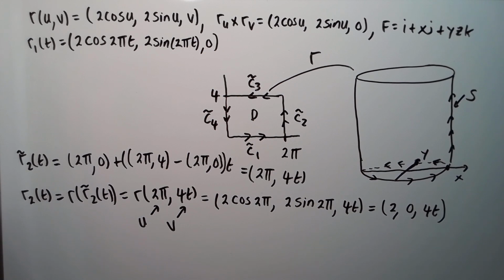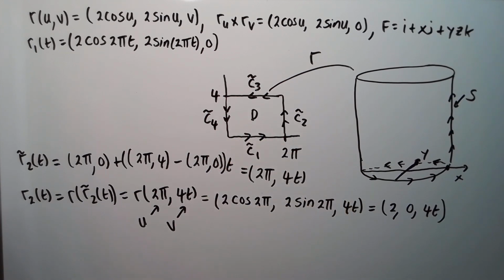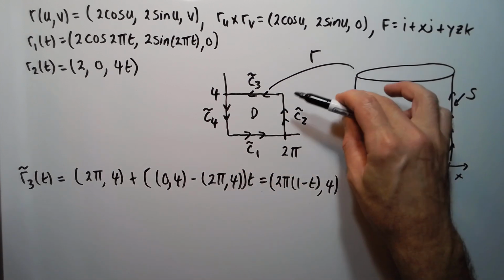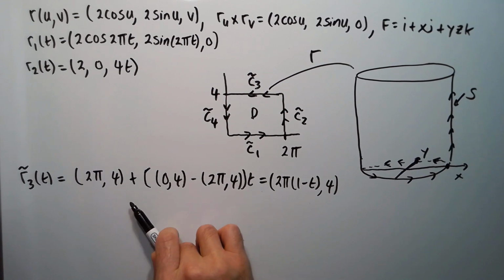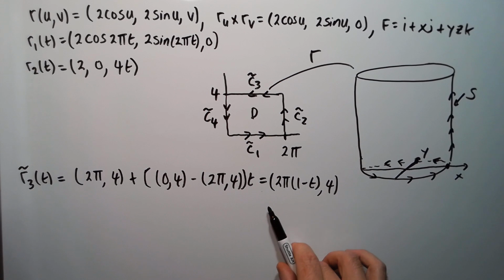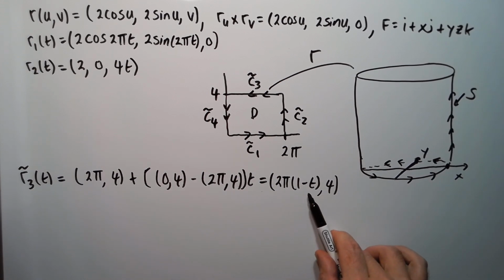Okay, now let's parameterize C3 tilde next. Let's call it R3 tilde. So its start point, so you're starting here, which at that point would be 2 pi comma 4, plus ending at this point over here, which would be 0, 4, then minus the start point, t. Working that out, you can check, pulling a 2 pi out there, it'll be 2 pi times 1 minus t comma 4. Now let's map it onto R and call it R3. So let's do that next.